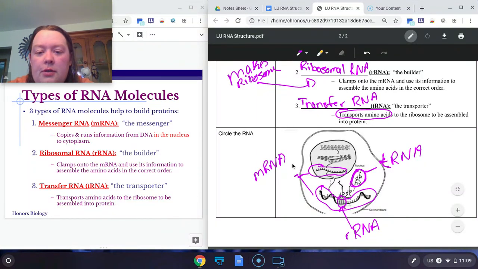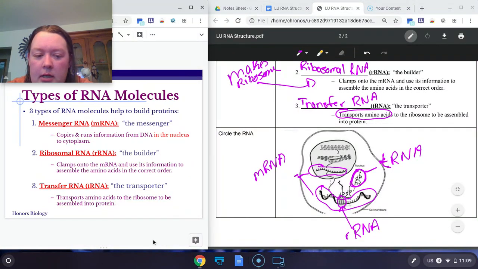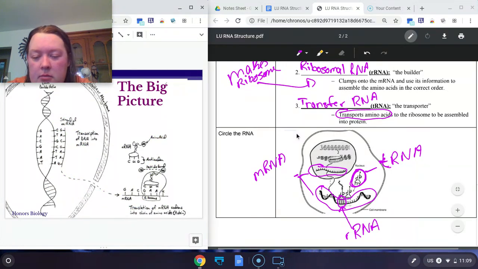Now we're going to look more at this process in detail in our next PowerPoint. So you're going to want to go ahead and check that out.